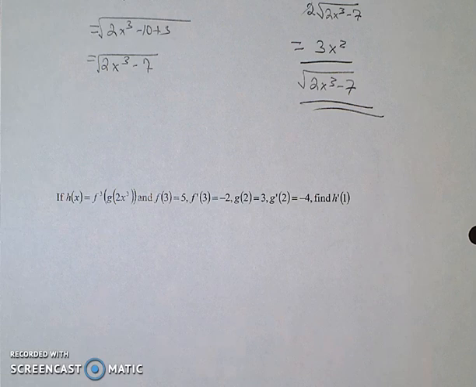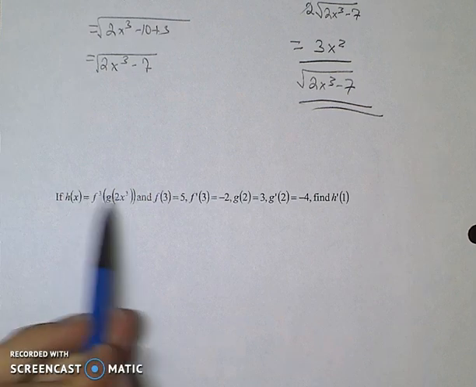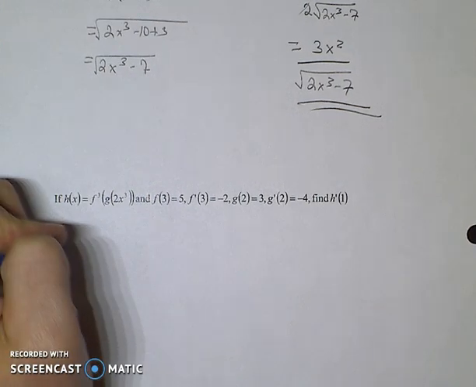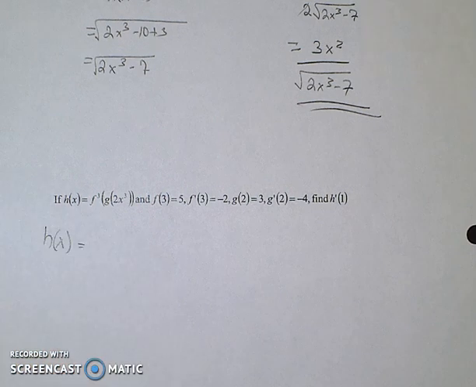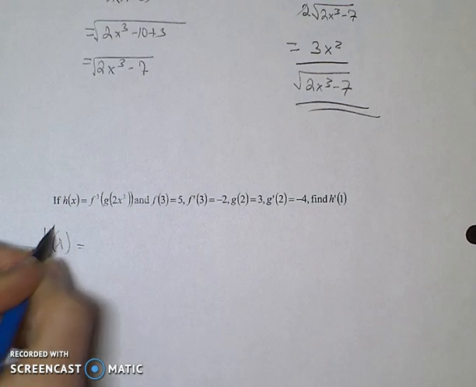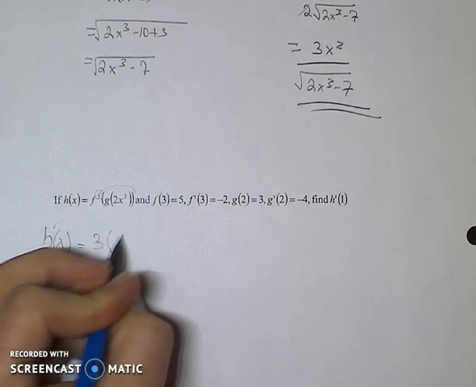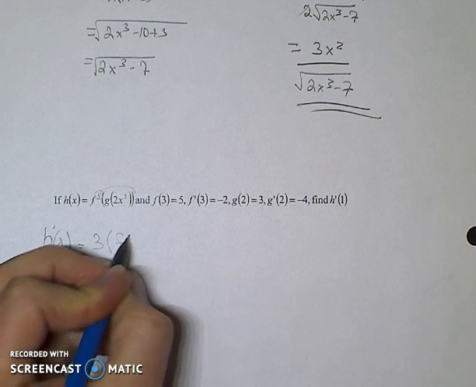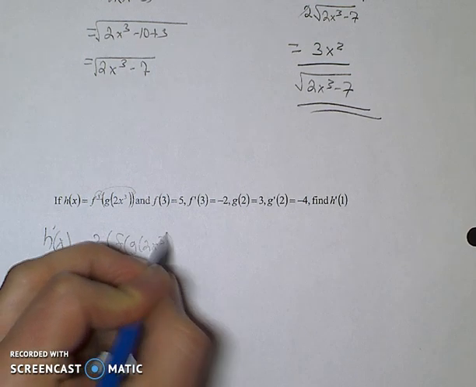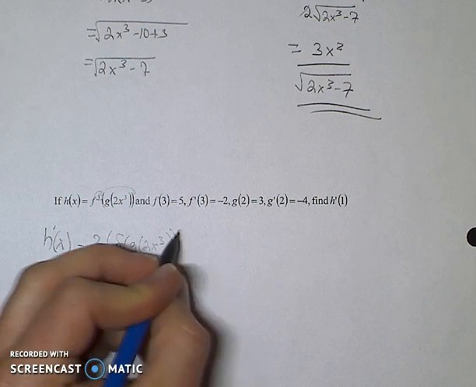We have a nice ugly one, it looks like. So we're just going to take the derivative of h of x. Let's try that again, before we do anything with the h prime of 1. So h prime of x, remember that's really on the outside. So 3, parentheses, f of g of 2x cubed, all squared.